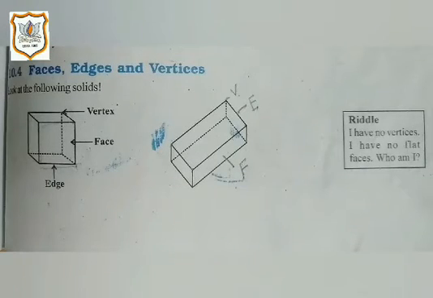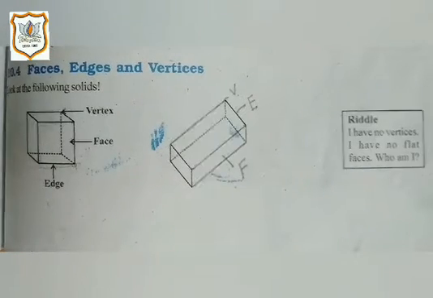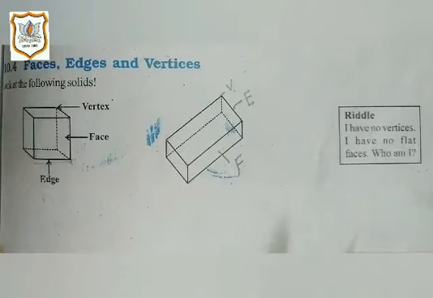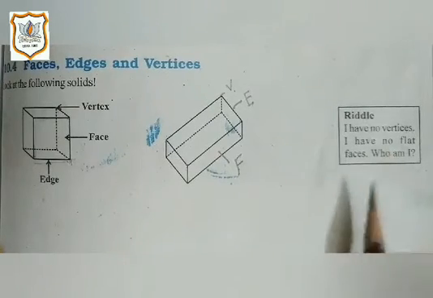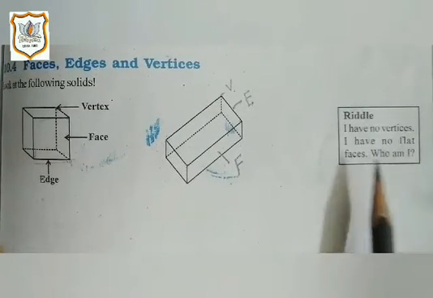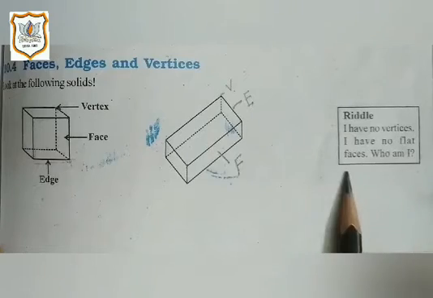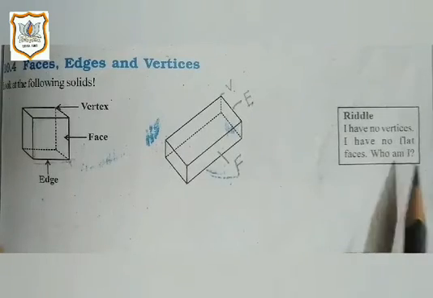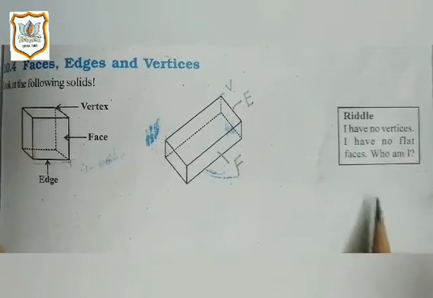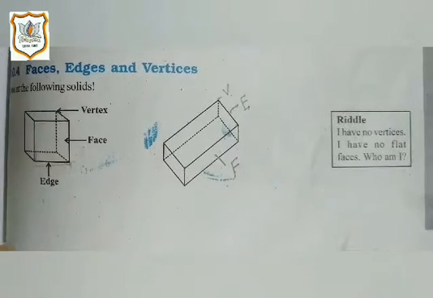Faces, edges and vertices. Students, here in this box a riddle is given. I have no vertices. I have no flat faces. Who am I? So students, this is a sphere, because a sphere has no vertices and no flat faces.